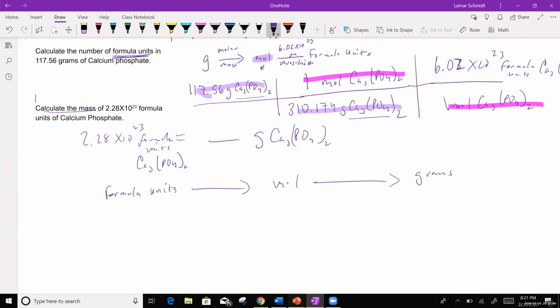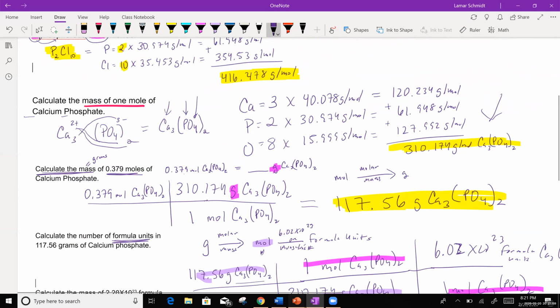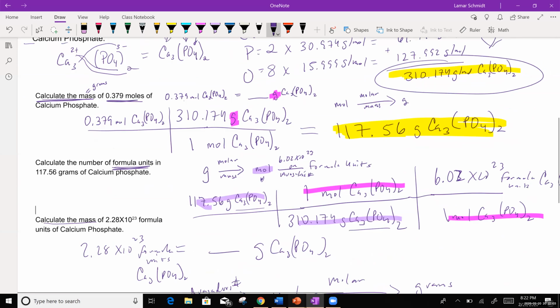All right, what do we need to go from formula units? Avogadro's number, which is 6.02 times 10 to the 23rd. What do we need to go from moles to grams? Molar mass. And we already know the molar mass of calcium phosphate. We calculated it way up here. The molar mass of calcium phosphate is way up here, or the mass of 1 mole.